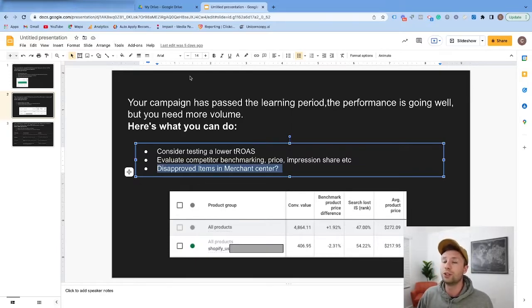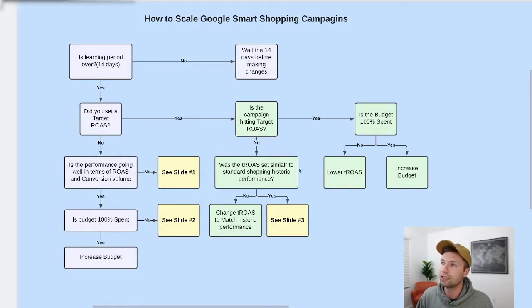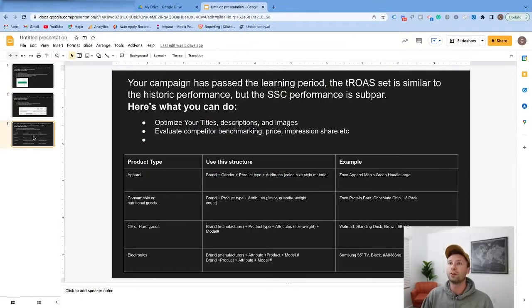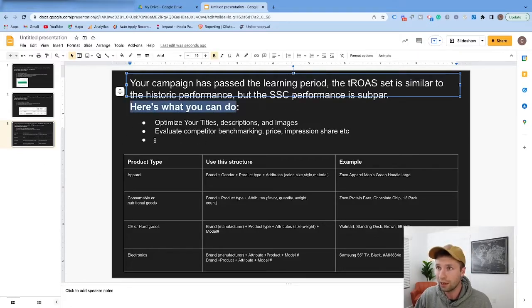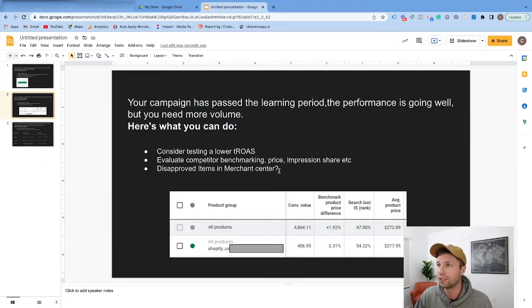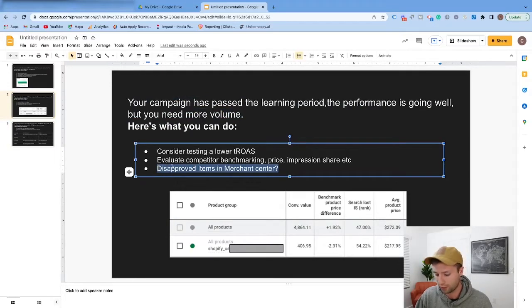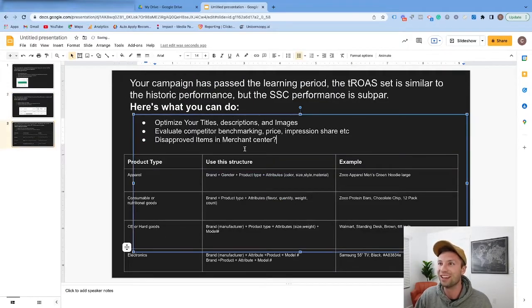Now moving on to our last slide. So this is situation 3 right here. See slide 3. In this situation, the bucket that you are in, if you are on slide 3, is that your campaign has passed the learning period. The target ROAS set is similar to the historical performance, but the Smart Shopping campaign is subpar. Here's what you can do. I lost my third bullet here. This bullet is actually this one right here, disapproved items in Merchant Center.